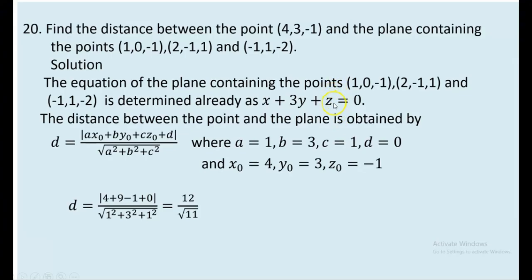So d is 0, so I have that here. Then the square root of a square plus b square plus c square. Take the sum of the squares of these, 1 plus 9 plus 1. So the numerator is 4 plus 9 minus 1, which is 12, and the denominator is 1 plus 9, 10, and 1, 11. So the distance between the given point and the plane is going to be 12 divided by the square root of what? 11. This is how you can find the distance between a point and a plane.